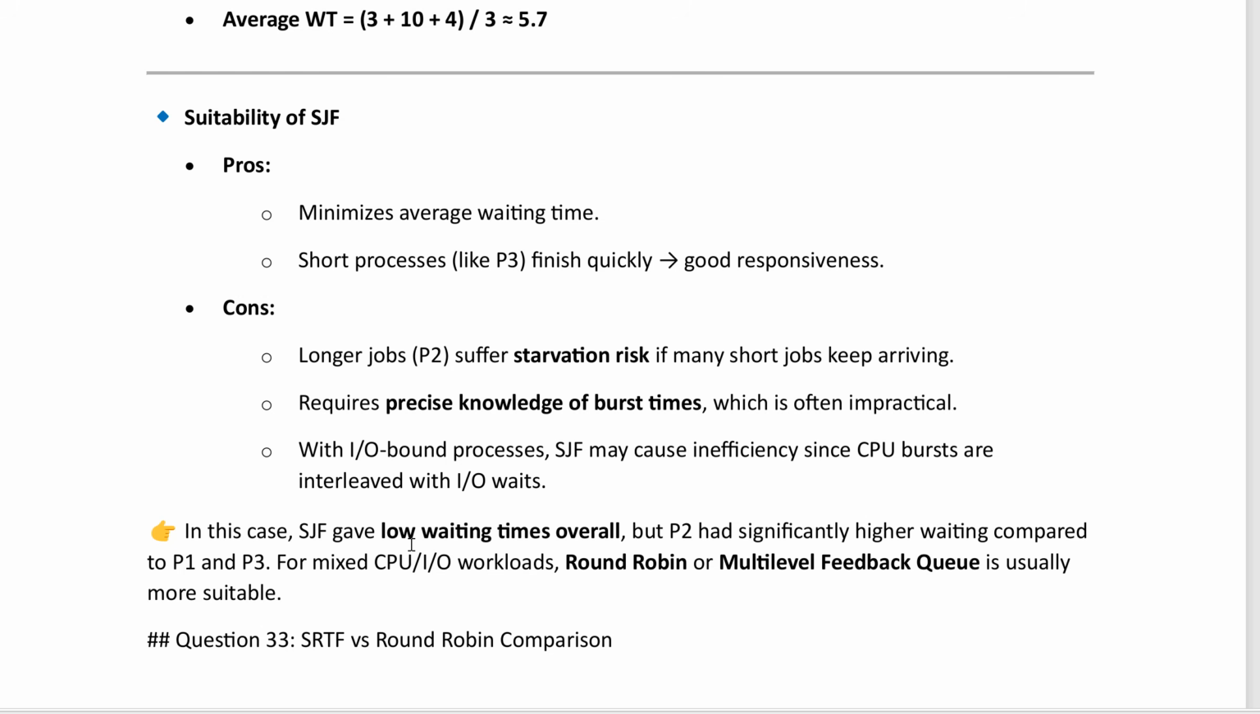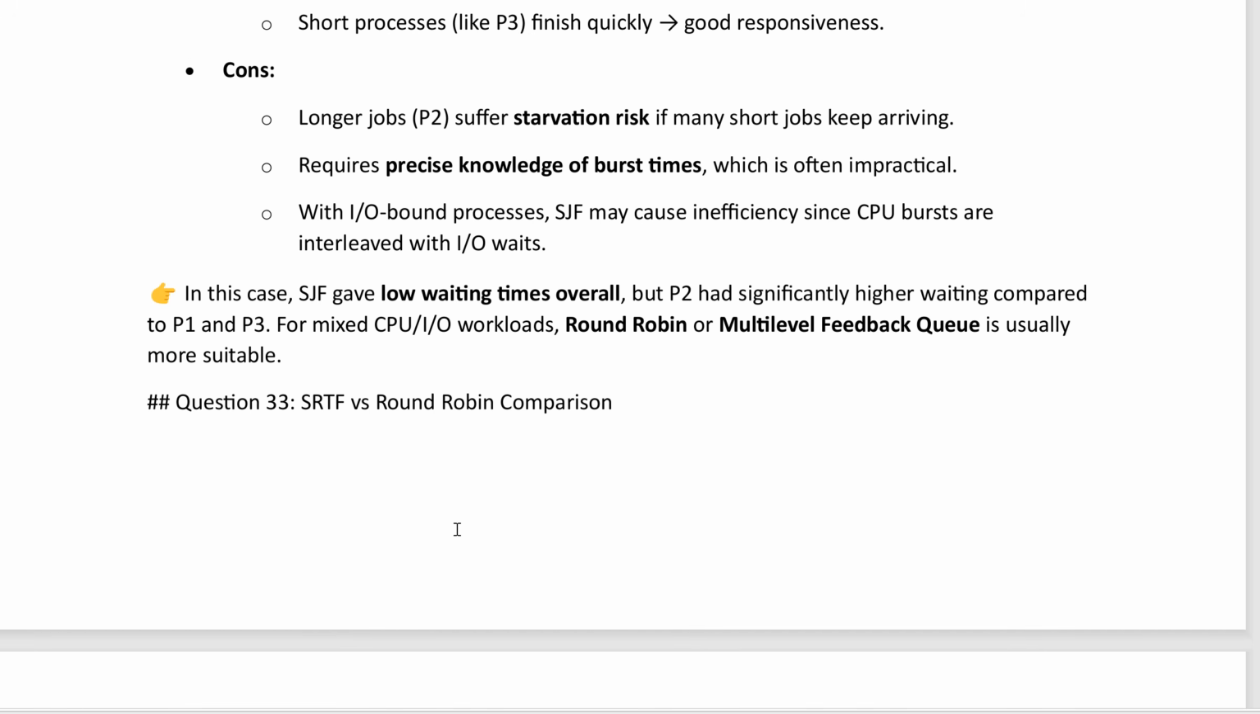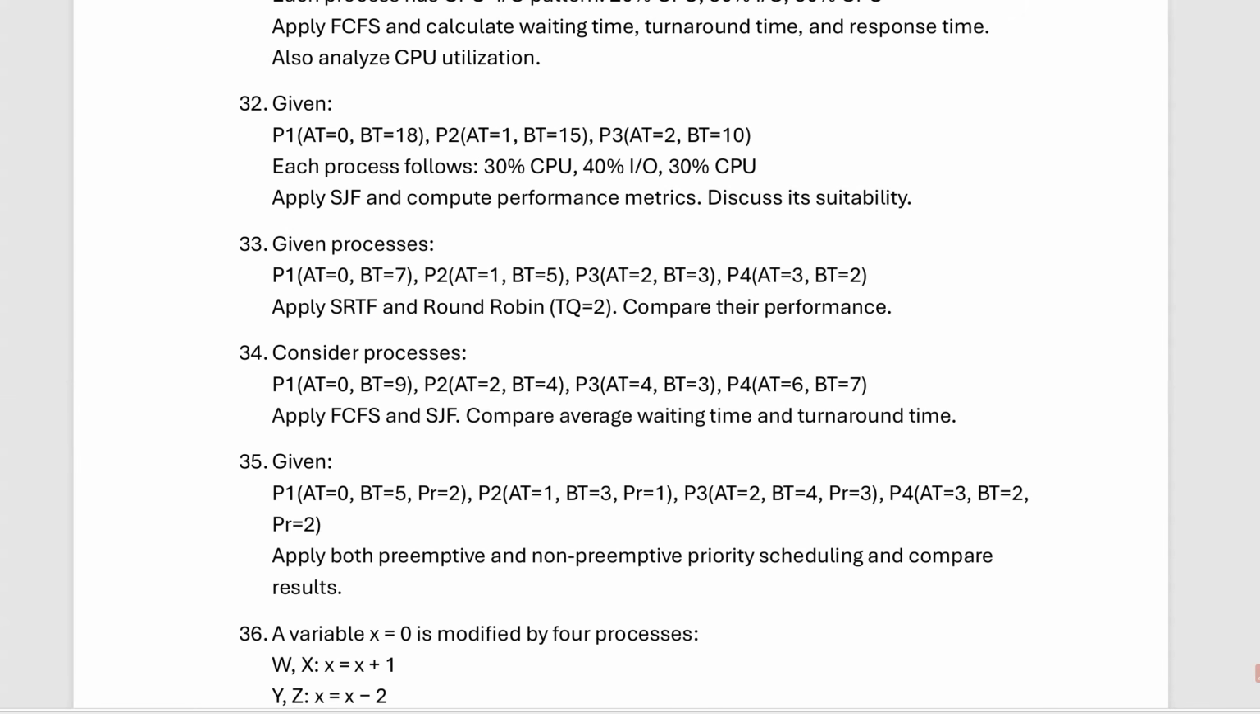So in this case, shortest job first gave low waiting times overall, but P2 had significantly higher waiting compared to P1 and P3. For mixed CPU IO workloads, round robin or multi-level feedback queue is usually more suitable, right?